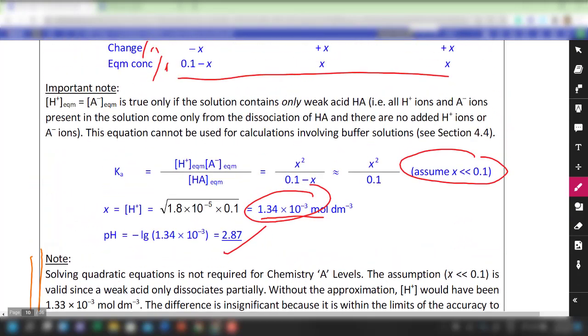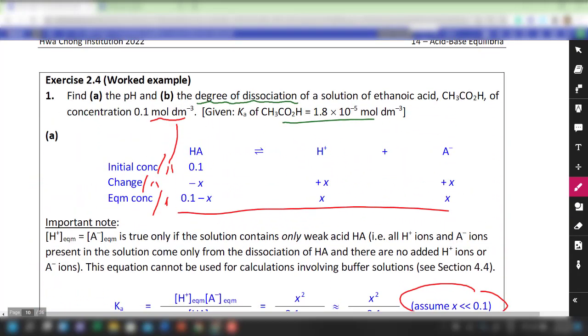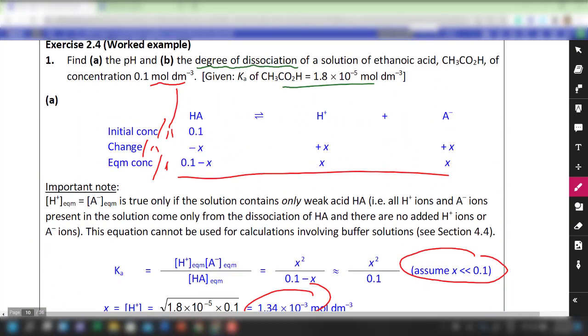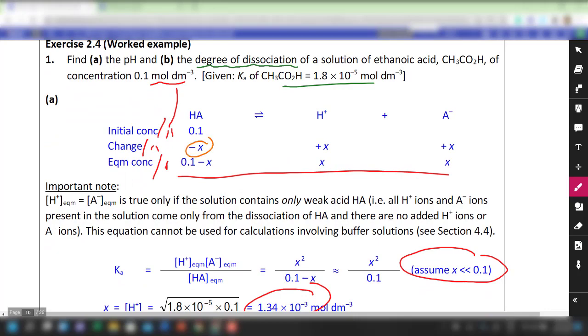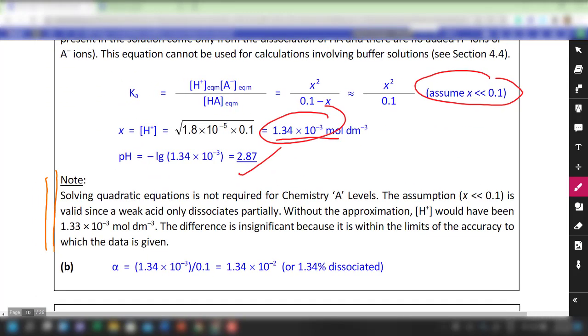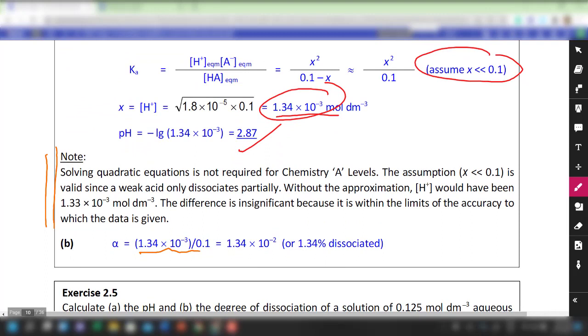And if you remember from the question, you're supposed to calculate the degree of dissociation, so that will be the X. So we will take X value 1.34 times 10 to the power minus 3 divided by 0.1 multiplied by 100%. So that's about 1.34% dissociated. So I guess the assumption is still quite valid.